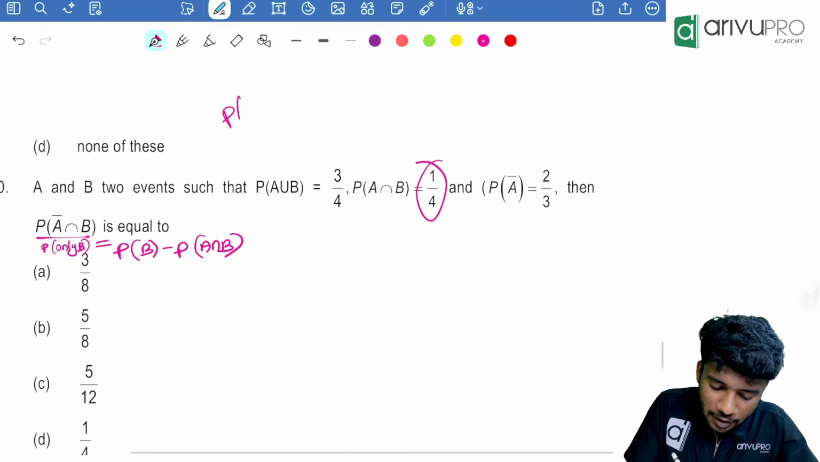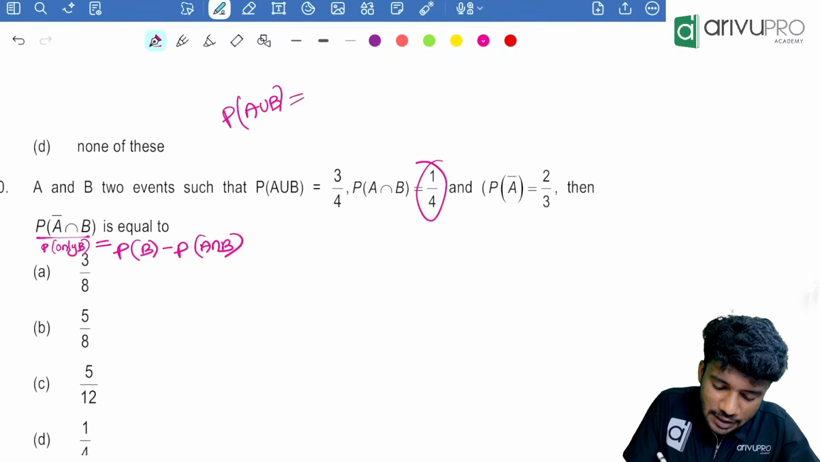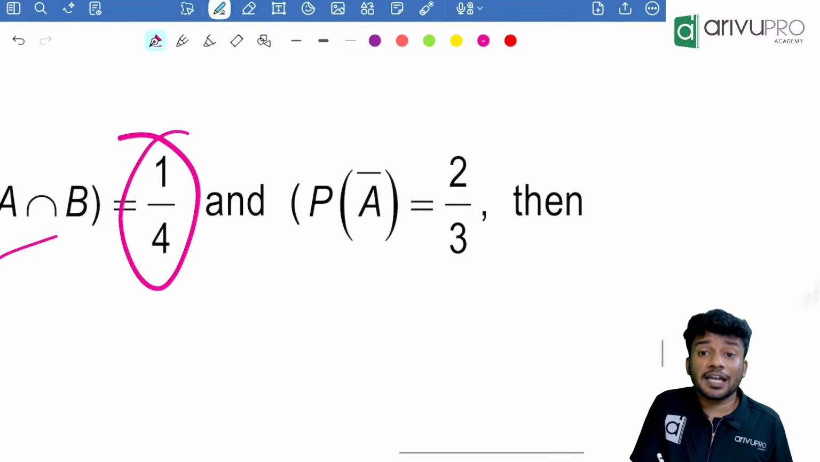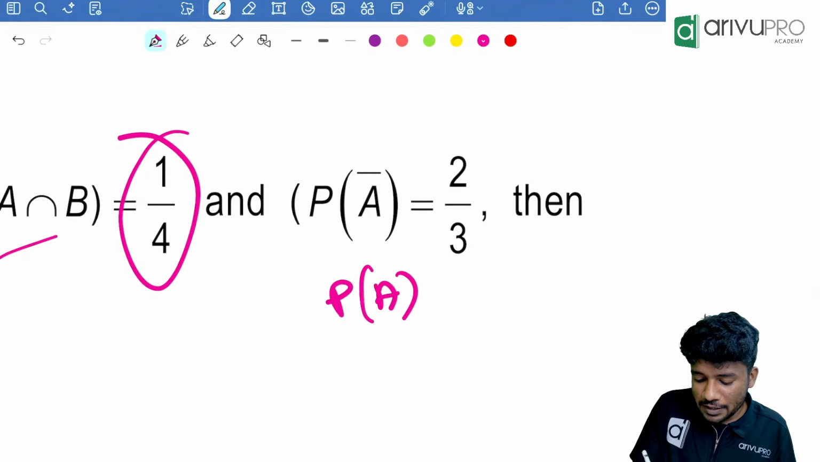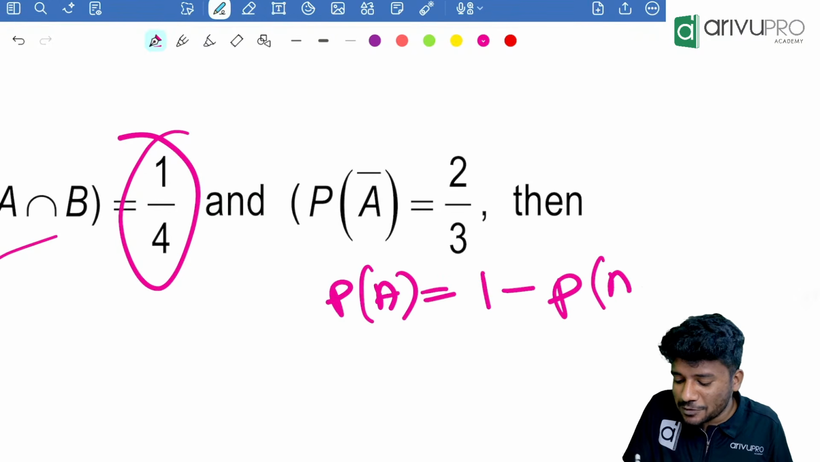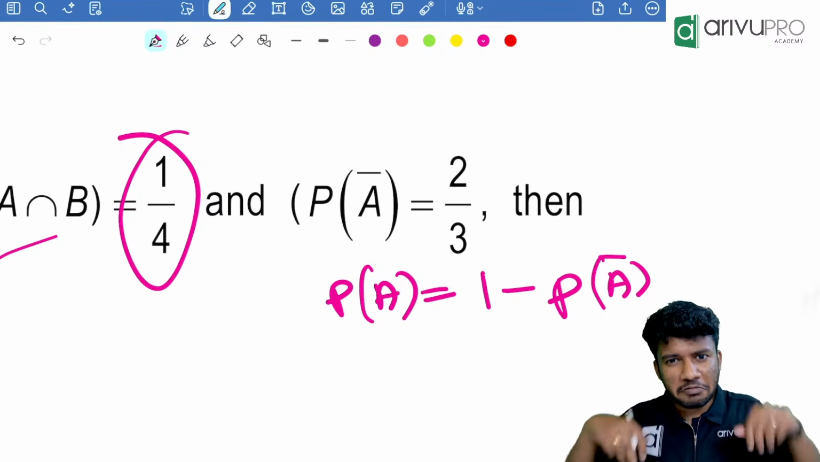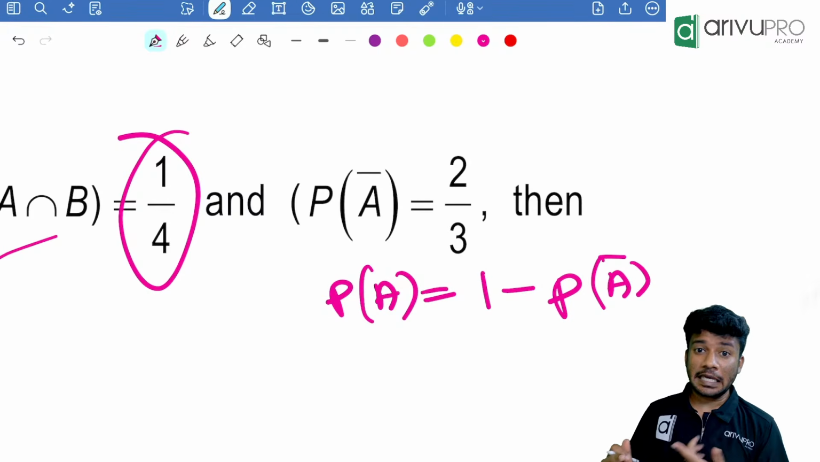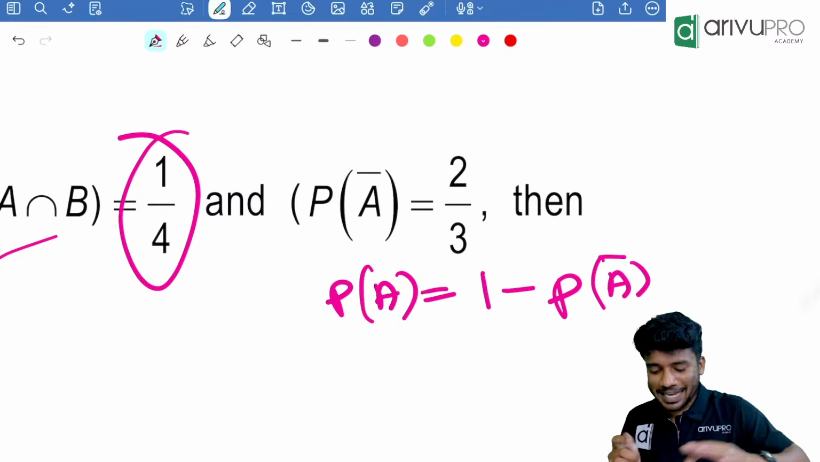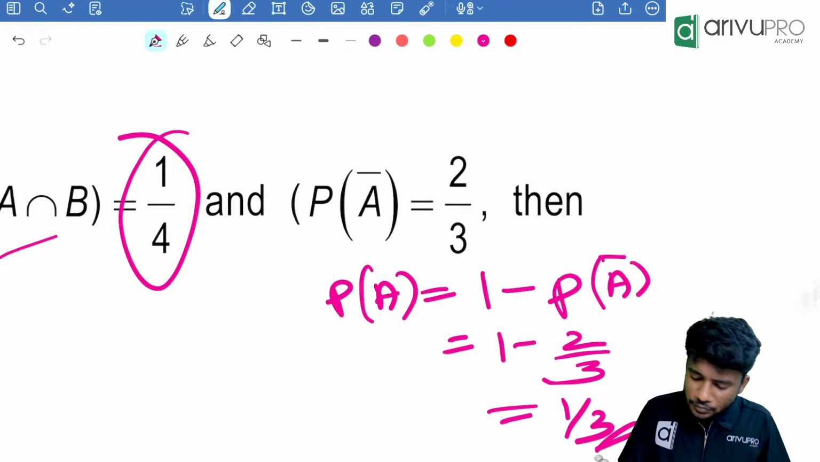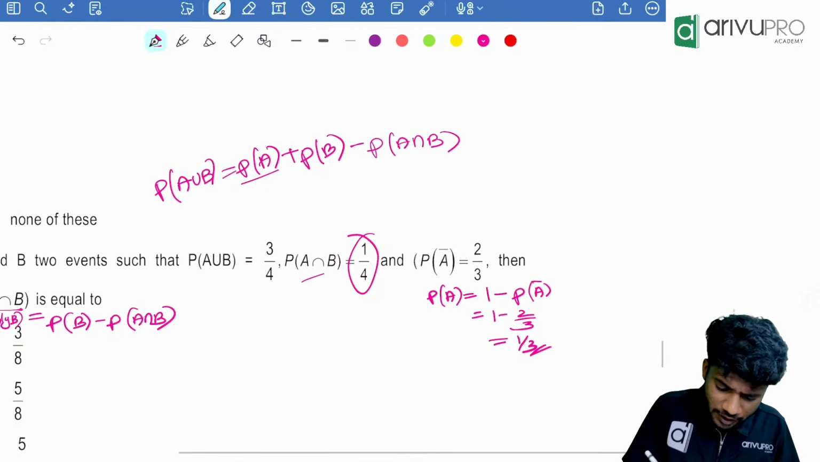That is what P of A union B is equal to P of A plus P of B minus P of A intersection B. We have A intersection B. Do you have P of A? No. We have P of A complement. If P of A complement is given, P of A is what? 1 minus P of A complement. Do you remember? P of not crying is equal to 1 minus P of crying. Likewise, P of A is nothing but 1 minus P of A complement, which is equal to 1 minus 2 by 3. That is how much? 1 by 3. Correct?